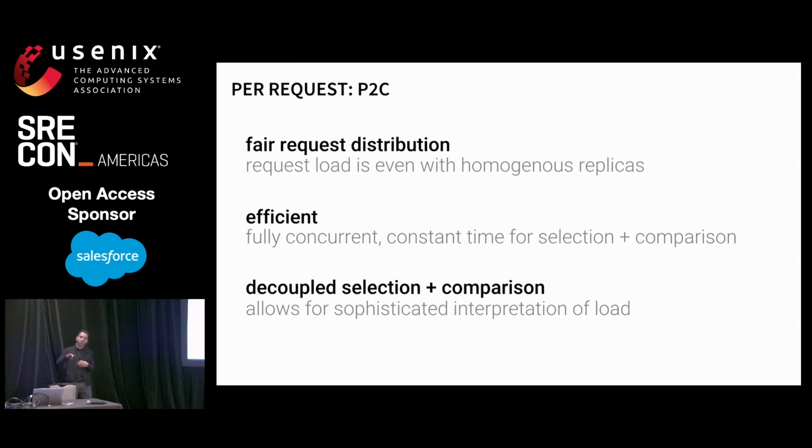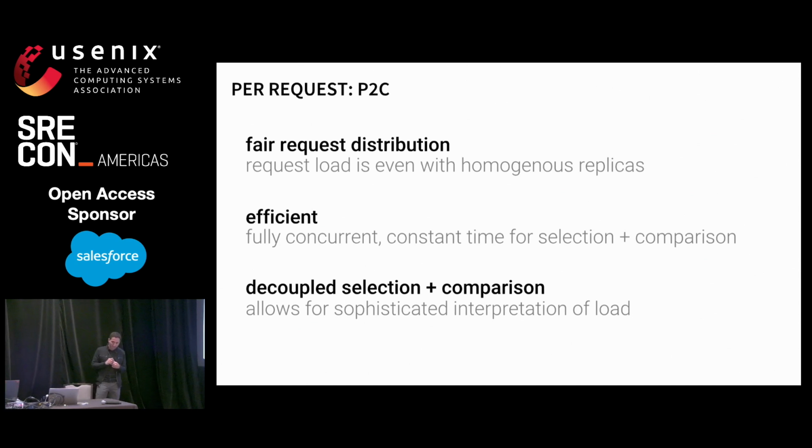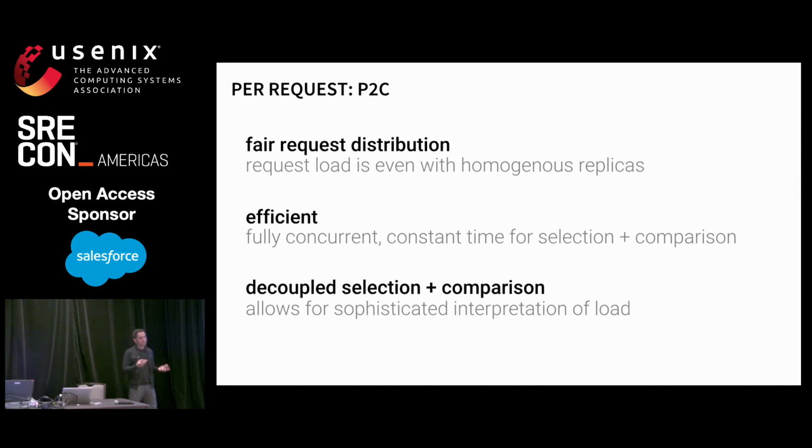And a more subtle point that I want to highlight here is that this algorithm decouples selection and comparison. So step 1, we select randomly, knowing nothing about the load. Then step 2, we actually compare the load. And this is really powerful. We'll see how we make use of this later on.